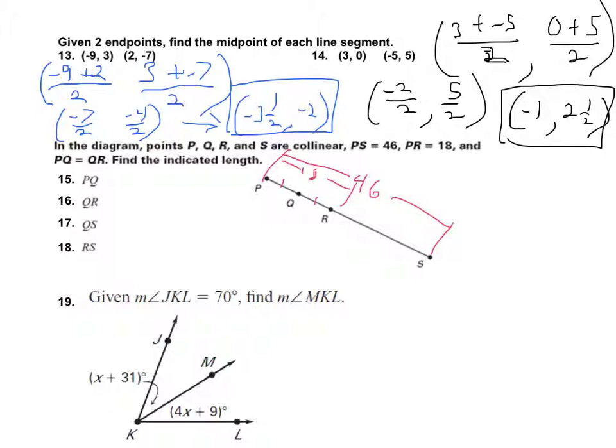And pretty much right away I'm going to realize that if from P to R is 18 and these are the same, then each one of these is going to be 9. So I'll just go ahead and label that. While I'm at it, I know I haven't answered any questions yet, but let's find the distance from R to S, and I can just do 46 minus 18. So 46 minus 18, and that's 28.